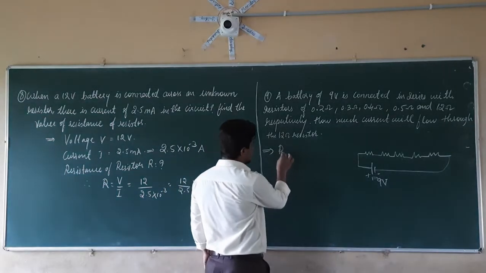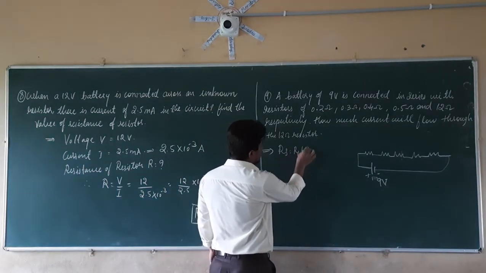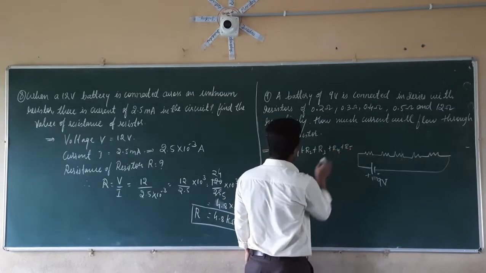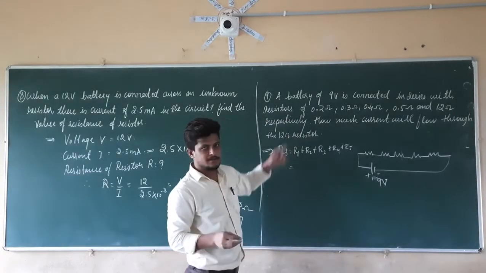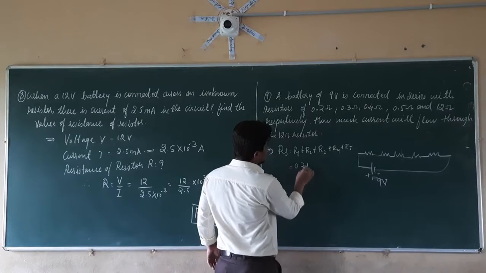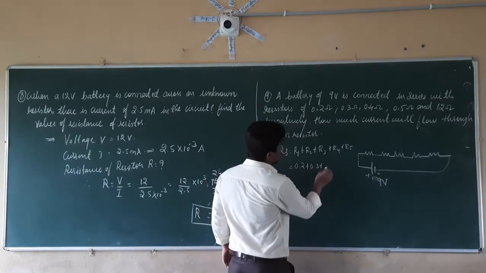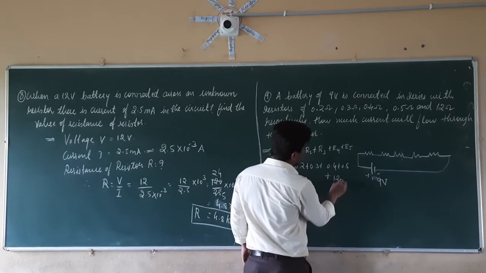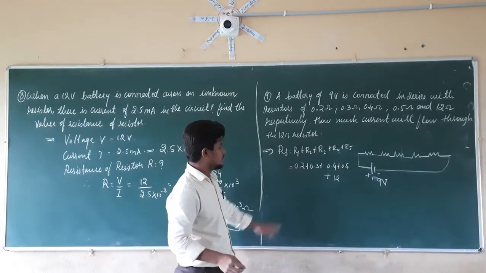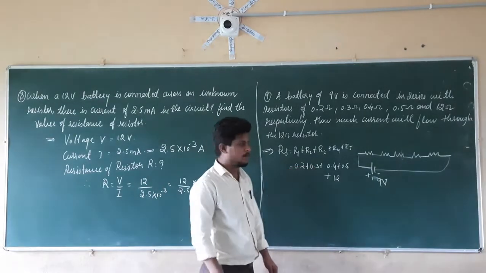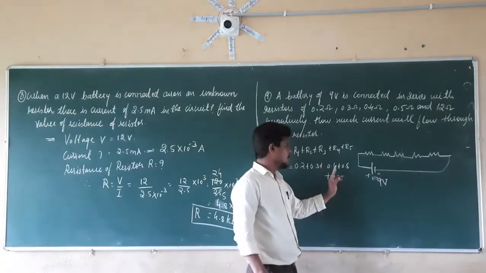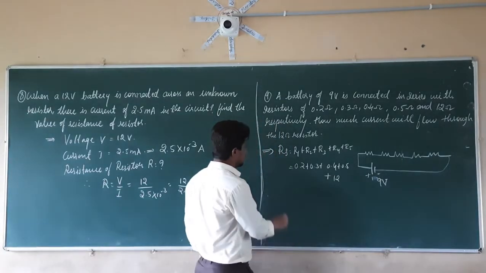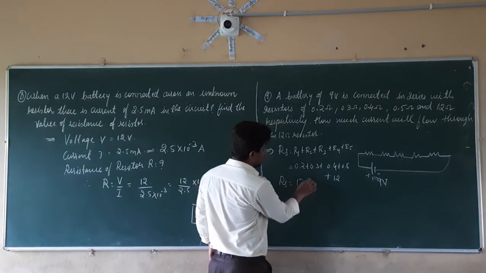So the total resistance, that is nothing but R is equal to R1 plus R2 plus R3 plus R4 plus R5, since 5 are given. So that is equal to, what is the R1 value here? 0.2 plus 0.3 plus 0.4 plus 0.5 plus 12. So not 1.2, it is 12 only. So 0.2 plus 0.3 is 0.5, 0.5 plus 0.5 is 1, 1 plus 0.4 is equal to 1.4. 1.4 plus 12 is equal to how much? It is equal to 13.4. Therefore, R is equal to 13.4 ohms.